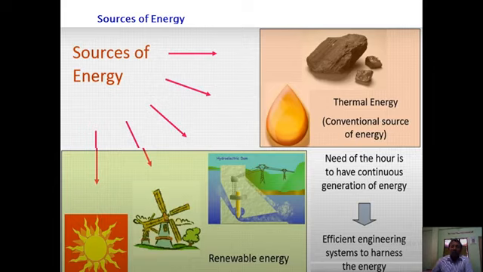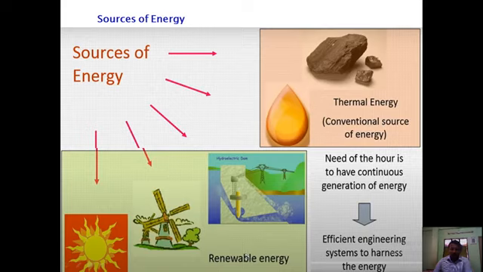Sources of energy. There are different sources of energy available to humankind. Coal is the primary source of energy. Oil is another source of energy. Some other sources of energy are hydel energy, wind energy, and sun energy, that is solar energy. These all five are primary sources of energy. Out of these, coal and oil come under conventional sources of energy. We can also say that it is thermal energy, and the other three are renewable energies.